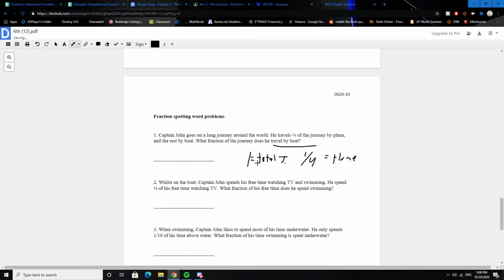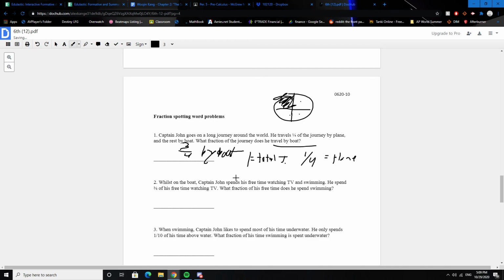And since they tell you the rest is by boat, you can automatically assume that the rest of whatever this is, is by boat. So think of it logically, all right? You have an entire pie. Oh my god, it's a terrible circle. Apologize. This is your pie, okay? So you ate 1/4 of that pie, and they're asking you how much is left. This is the entire journey. This is the amount they went by plane. What is left? That is 3/4 by boat.